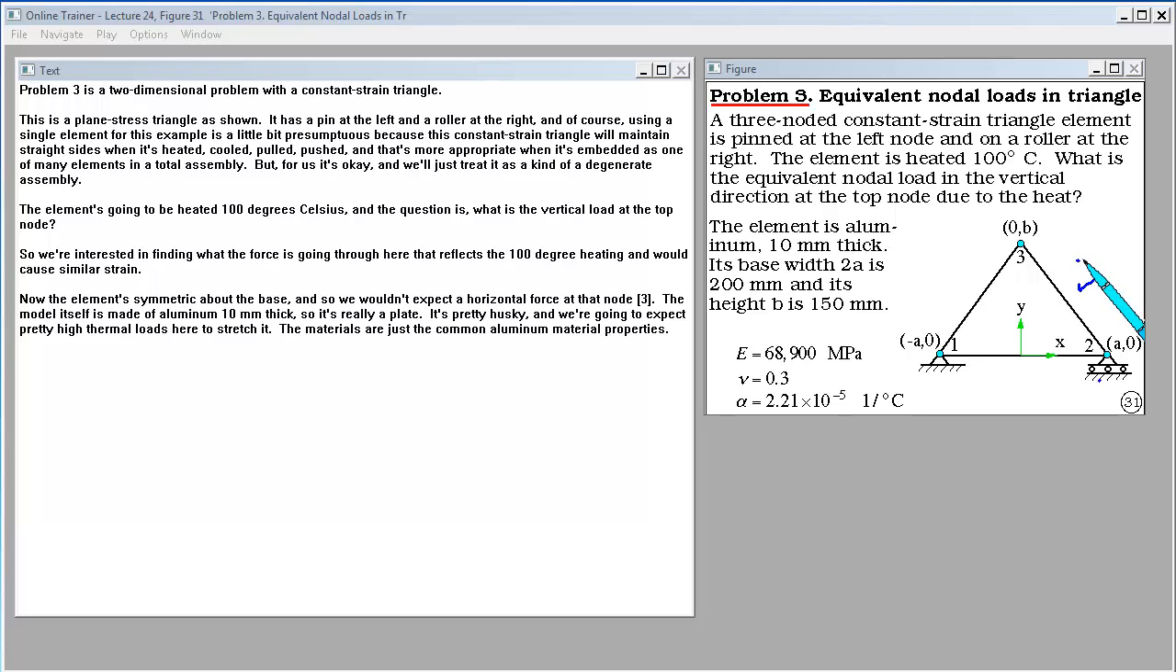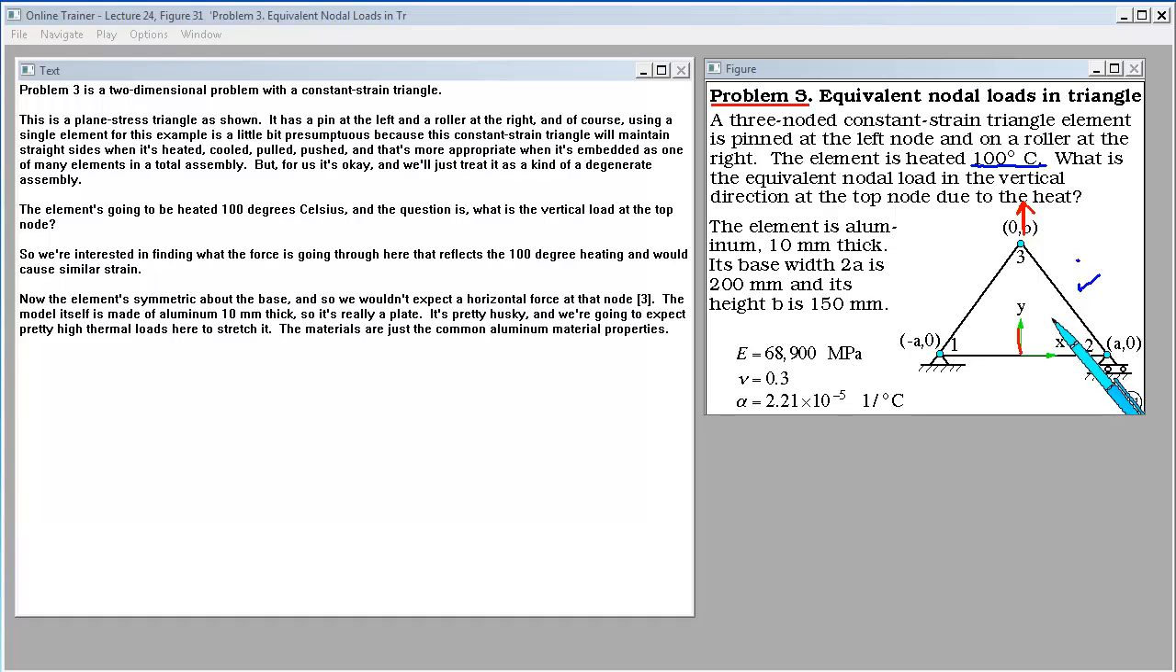The element is going to be heated 100 degrees Celsius, and the question is, what is the vertical load at the top node? So we're interested in finding what the force is going through here that reflects the 100-degree heating and would cause similar strain. Now the element's symmetric about the base, and so we wouldn't expect a horizontal force at that node. The model itself is made of aluminum 10 millimeters thick, so it's really a plate.